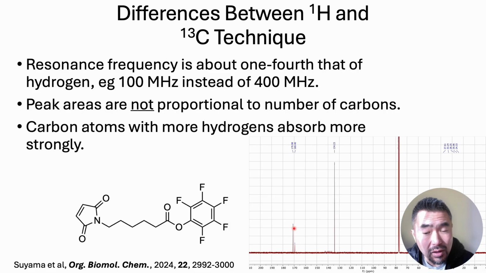Now, if there's more carbons, relatively speaking, it's usually taller. Like this medium peak is this carbonyl. It's a little taller than the other carbonyl because there's two of them that give rise to the same single peak.